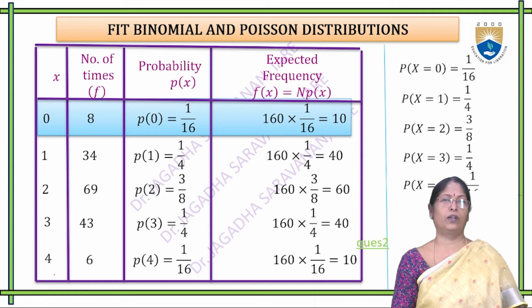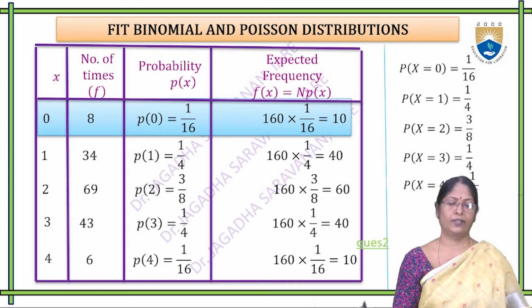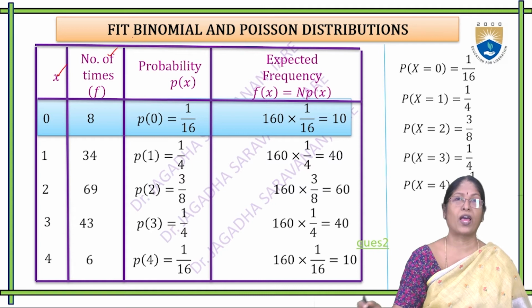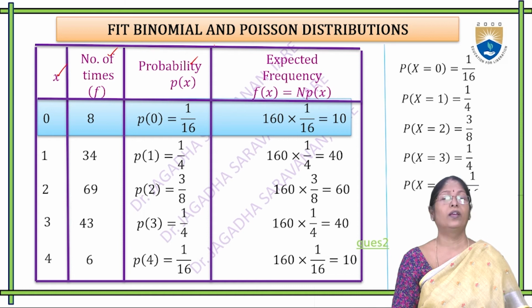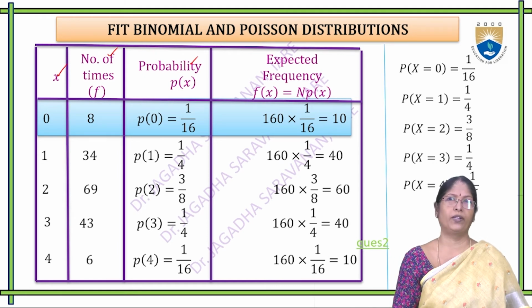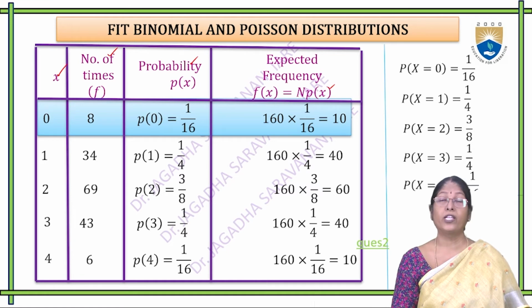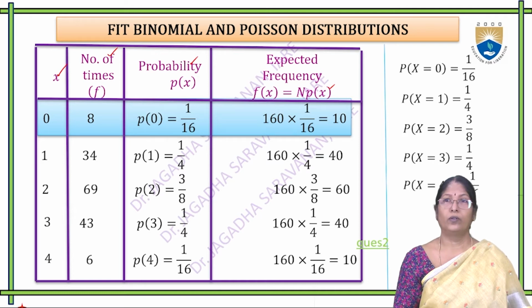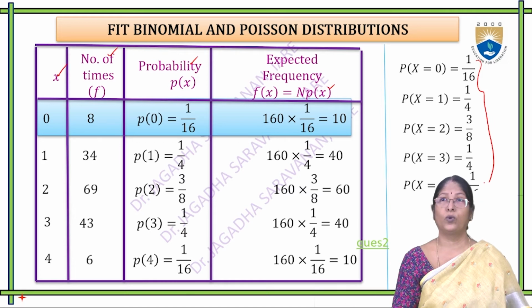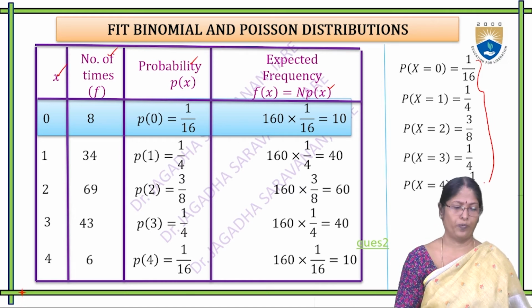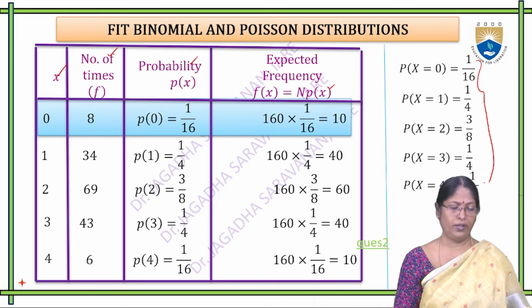So a very simple task we have done. That is, x is given, the number of times data is given. Using the binomial distribution formula, we obtained all the probabilities. Then using n into p of x, we obtained the expected frequency. So we can see it here, this is when x equal to 0, 1, 2, 3, 4. We can see the simple steps we have done here.